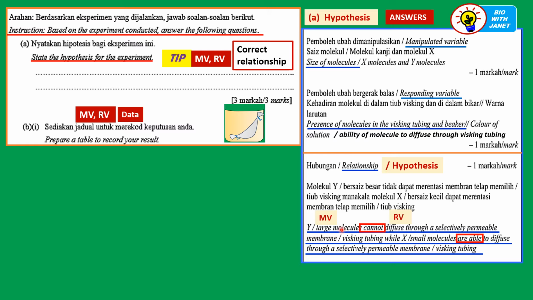That means starch molecules, which are larger molecules, cannot diffuse through the selectively permeable membrane of the whisking tubing, but X, which are the iodide ions, the smaller particles, are able to diffuse through a selectively permeable membrane, which is the whisking tubing. So 3 marks for these 3 components.